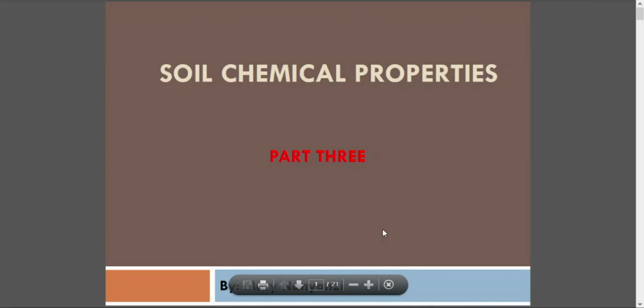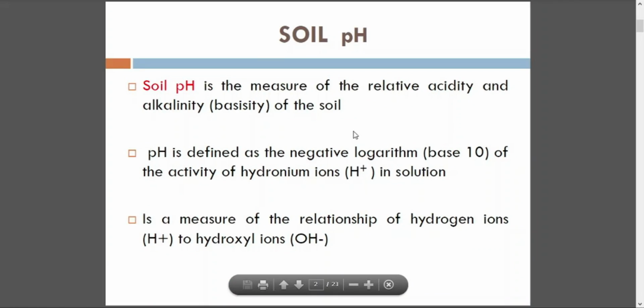Today we'll be covering part 3 of soil chemical properties, and we will specifically look at soil pH as one of the key soil chemical properties. We can define soil pH in a number of ways. One, we can define soil pH as the measure of the relative acidity and alkalinity or basicity of the soil. We can also define soil pH as the negative logarithm of the activity of hydronium ions in the soil solution. We can also define soil pH as the measure of the relationship of hydrogen ions to hydroxyl ions.